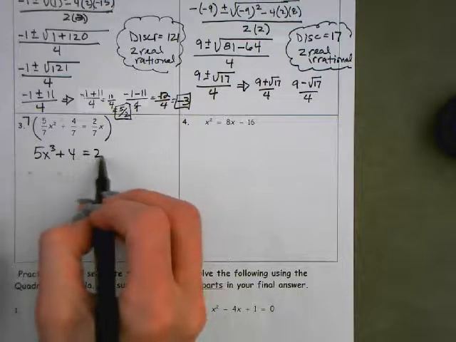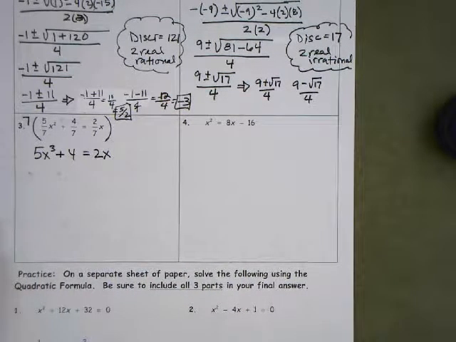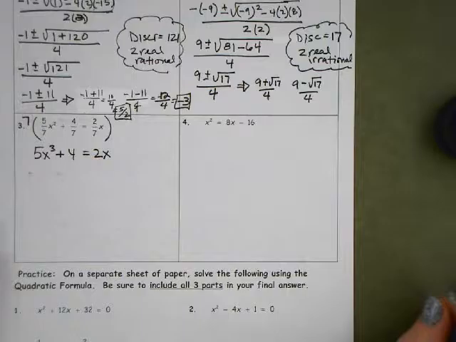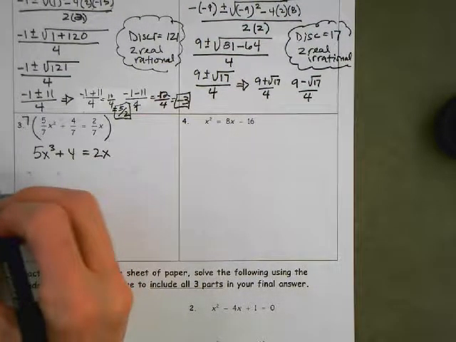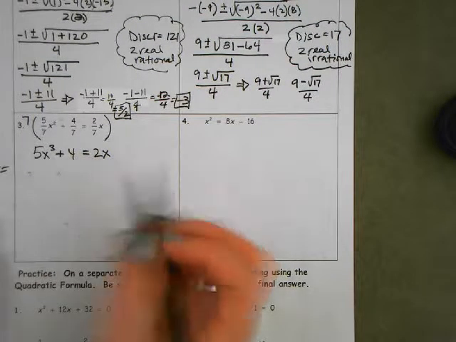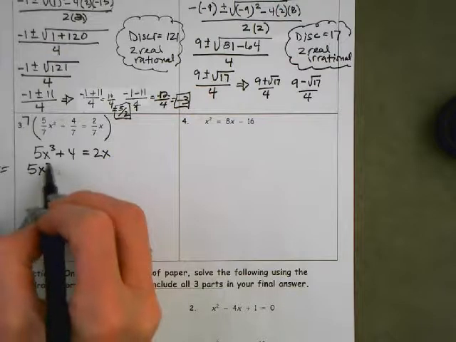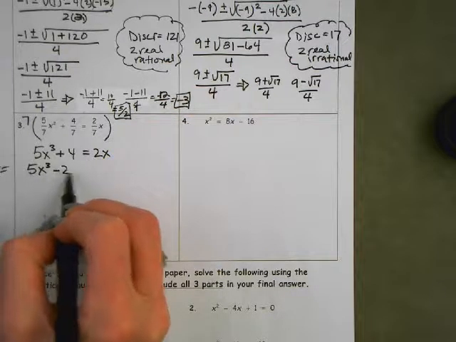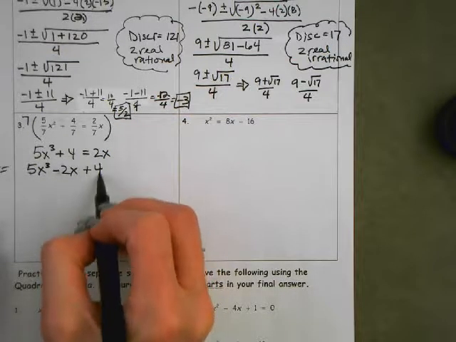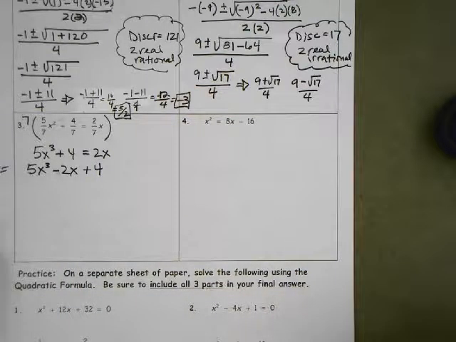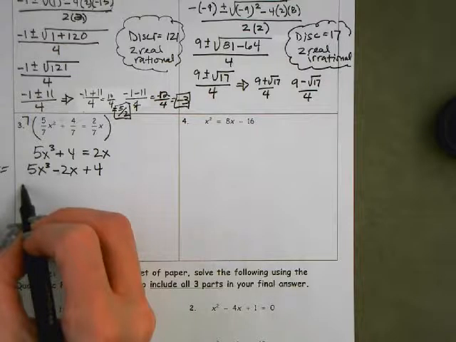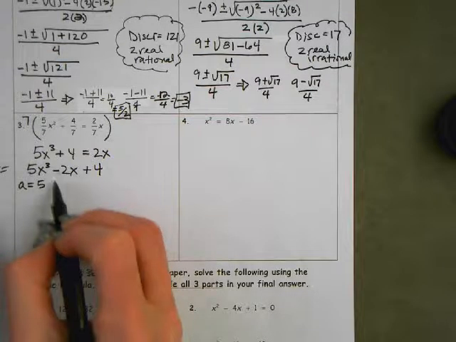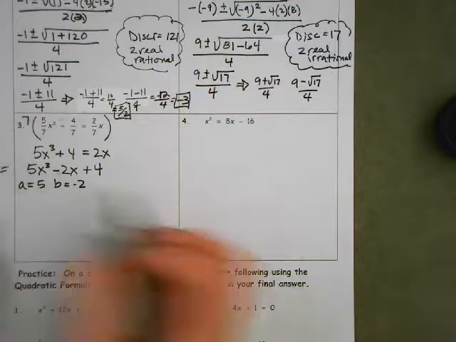Alright, what do I need to do next? Put it in standard form. It is not in standard form, put it in standard form. So that's going to be 5x cubed minus 2x plus 4. Right? So what is A? 5. What is B? -2. What is C? Okay.